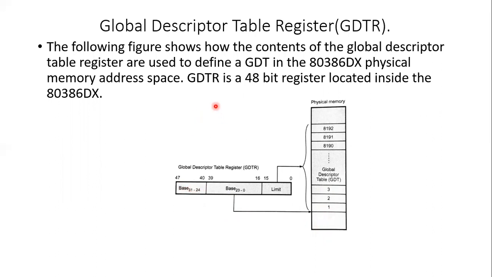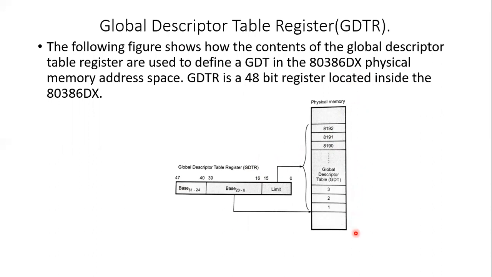So what does the GDTR tell you? The following figure shows the contents of the GDTR register that are used to define a GDT. See, the global descriptor table register will define your GDT only. And it will also define the physical memory address space. This whole box is termed the physical memory address space.